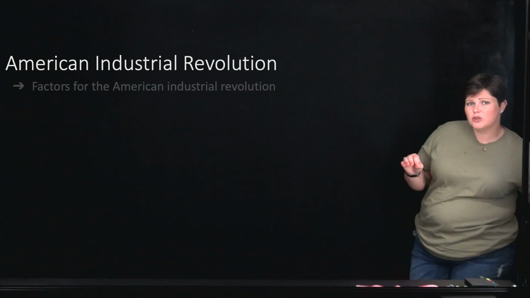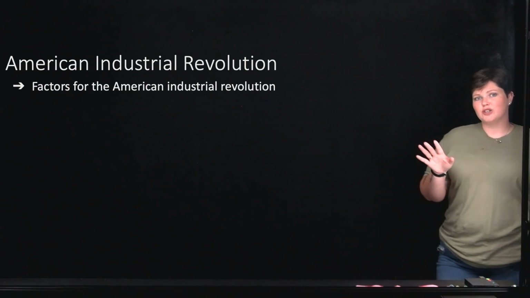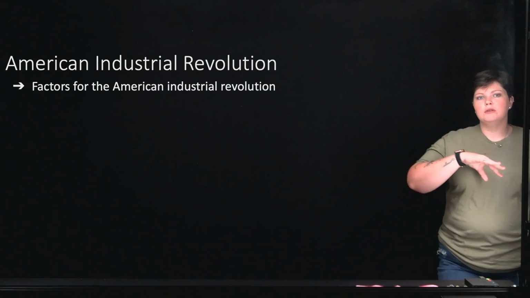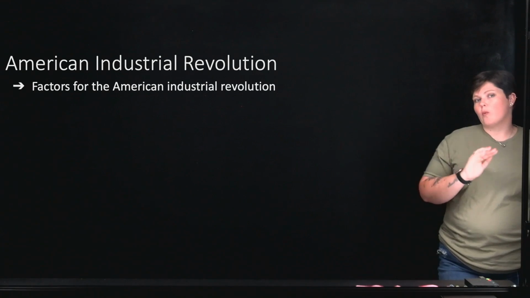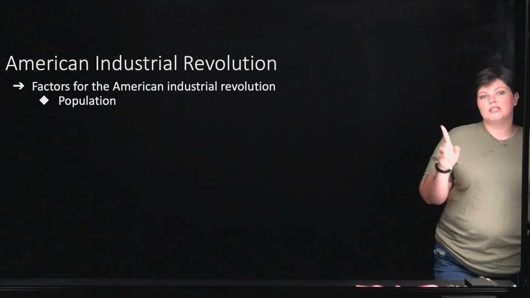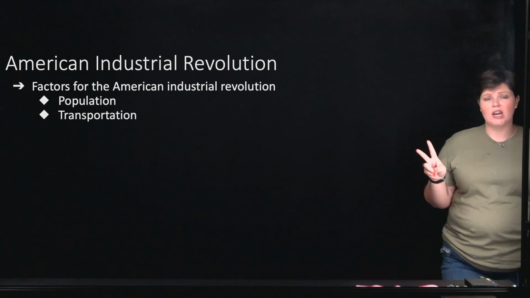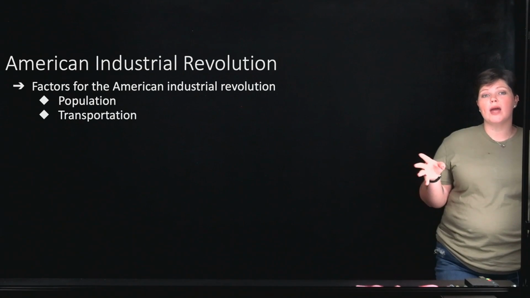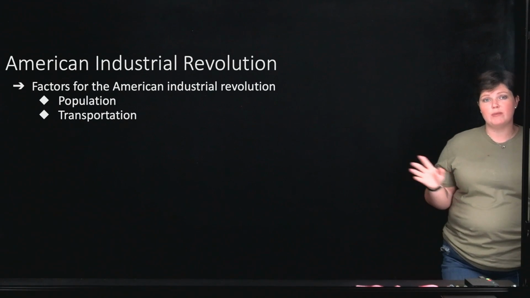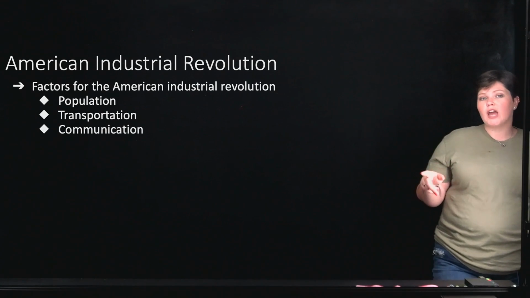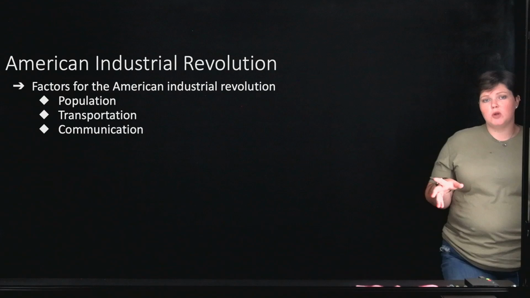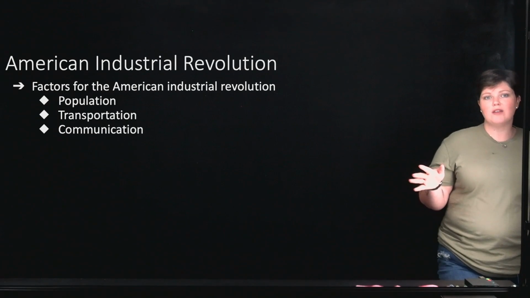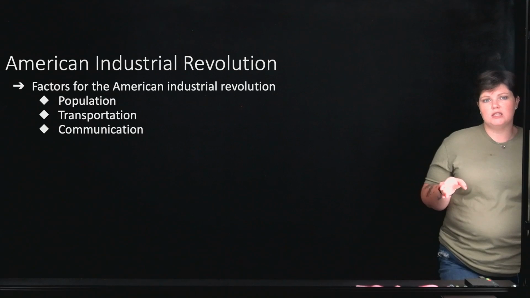So the American Industrial Revolution has 5 factors as to what prompts it to increase at a rapid speed. The first is the population. Second, transportation and the technologies, and the new ways of transporting goods and people westward. Communication, the increase of communication and the ease of how we communicate with others becomes a unifying factor for America during these years.